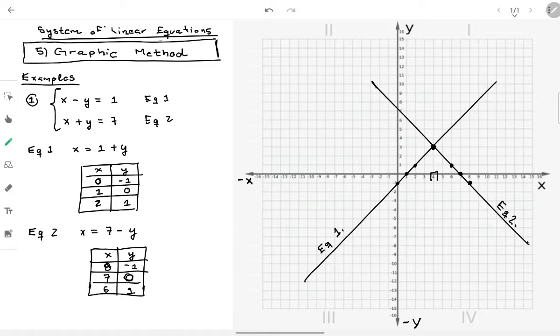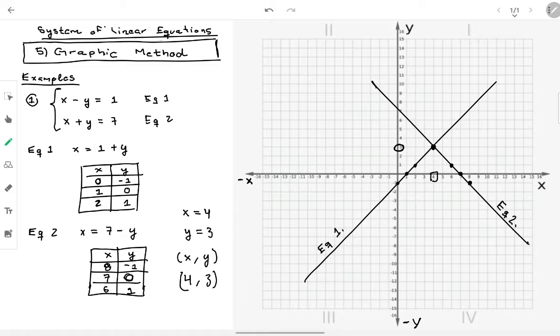This point is 4 on x. That means x equals 4. And it's 3 on y. That means y equals 3. So the answer in a coordinate way, x comma y, it's going to be 4 comma 3. And that will be the answer.